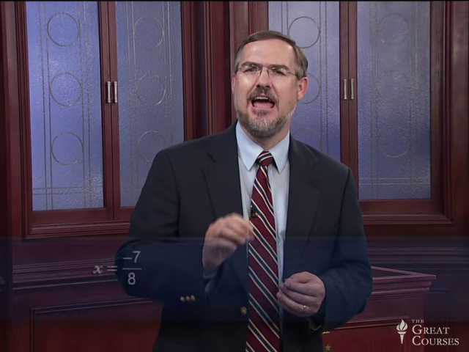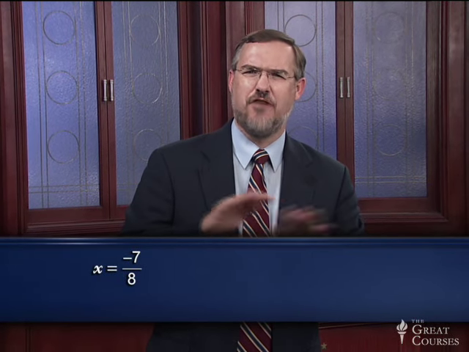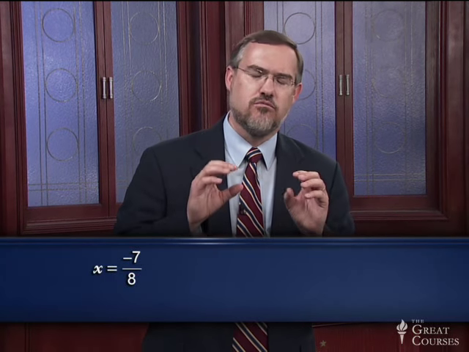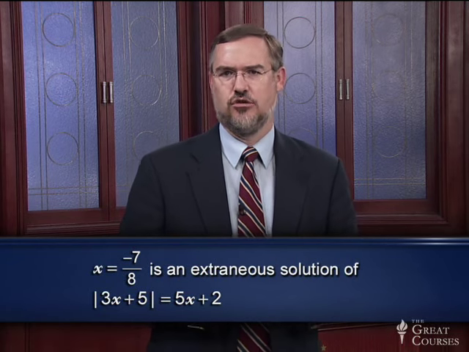I like to think of these as false solutions, if you will. But false solutions are not solutions. You don't want to keep x equals negative 7/8. So what this means is that we really only had one real solution. And we're going to call this x equals negative 7/8, which is a phony solution, by a special name. We're going to call it an extraneous solution.